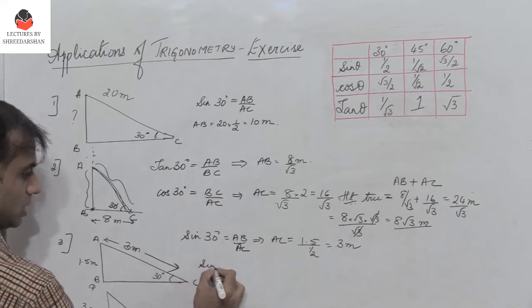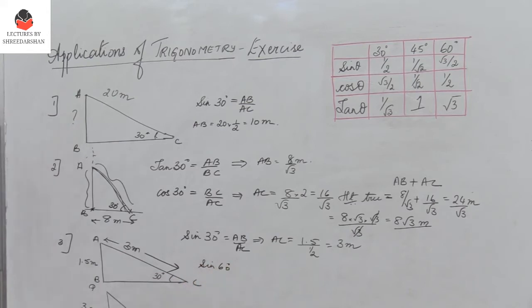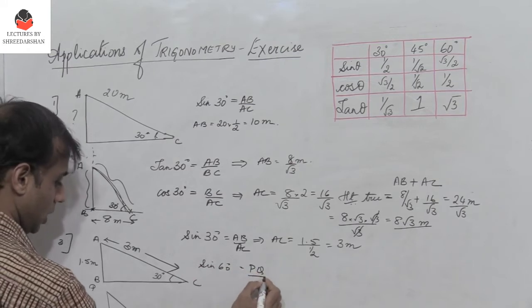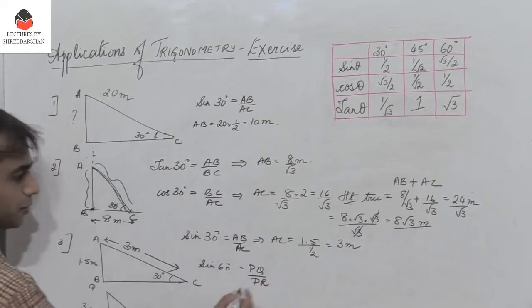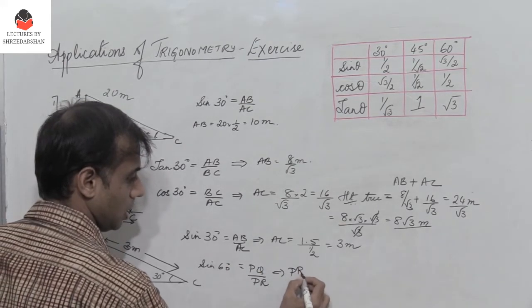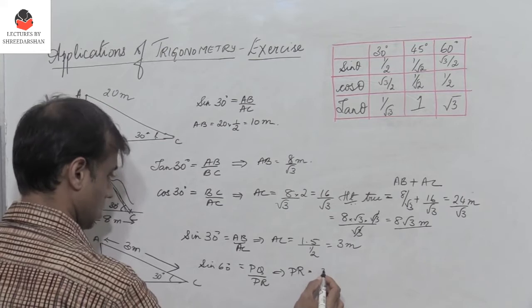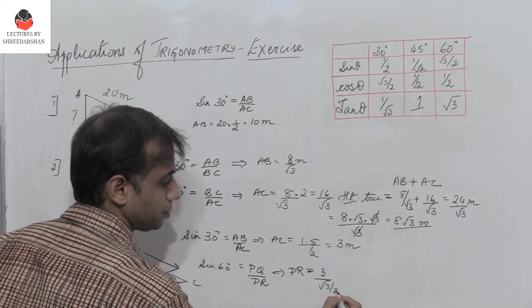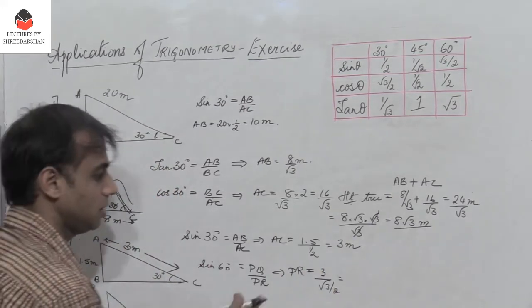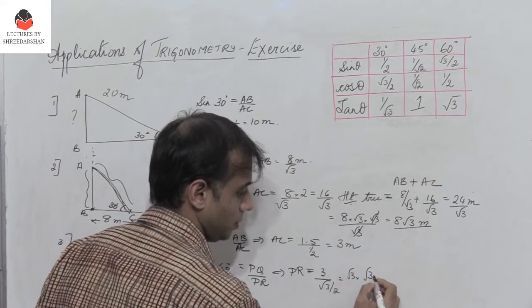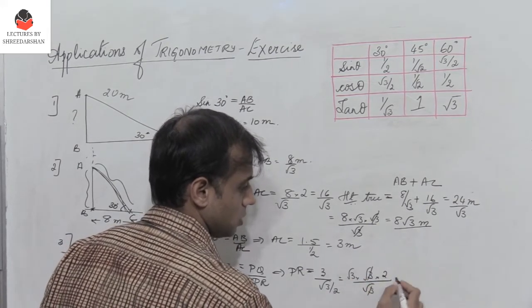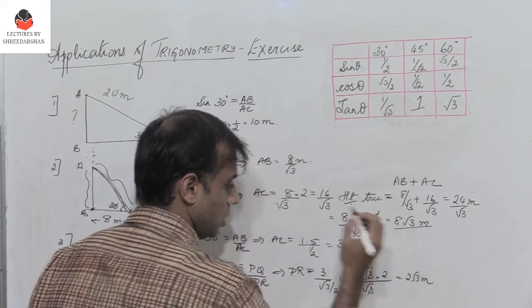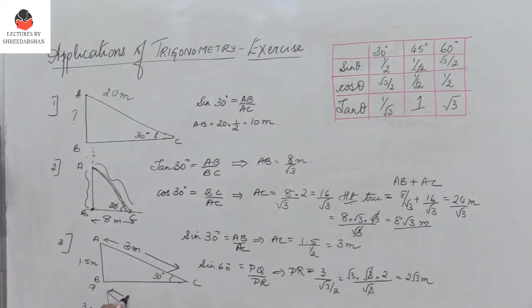Next, again let me apply sine 60 here for the triangle PQR. So this is going to be PQ divided by PR. So I need to find PR. So this implies PR is PQ, which is 3, divided by sine 60, which is root 3 by 2. Alright, so now I can write this 3 as root 3 into root 3, into 2 divided by root 3. So I get 2 root 3 meters. So this happens to be the length of the slide, which is 2 root 3 meters. So very interesting and a very simple problem here. So now let's move on to the next one.